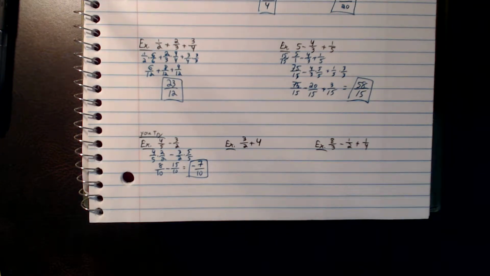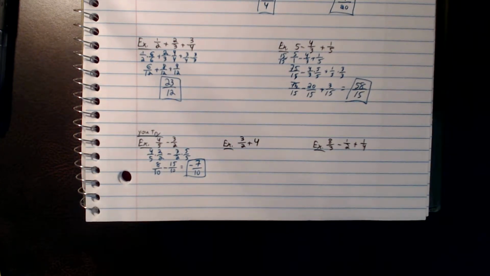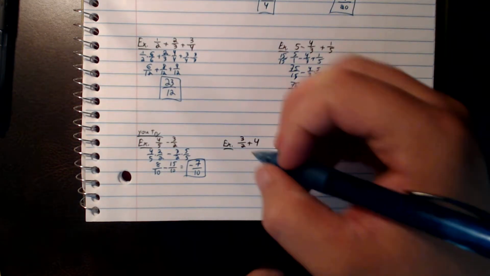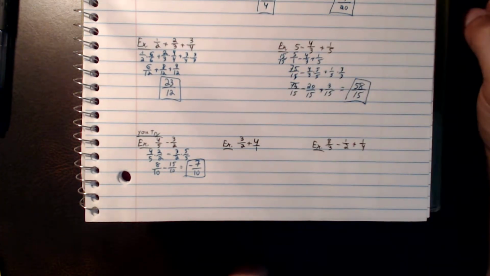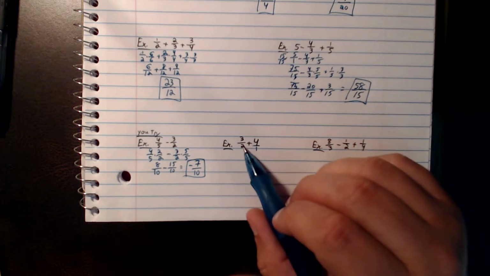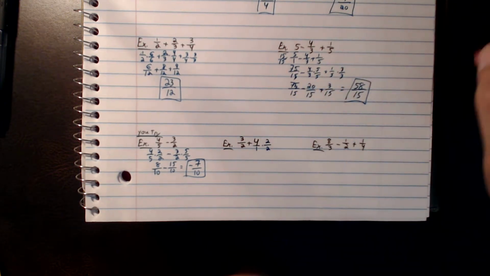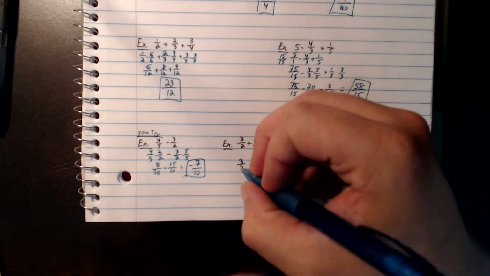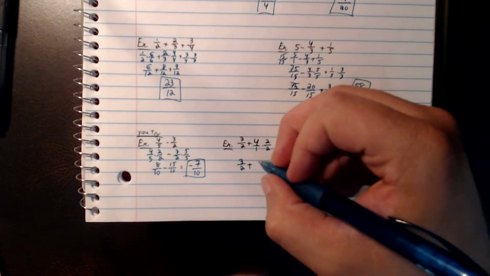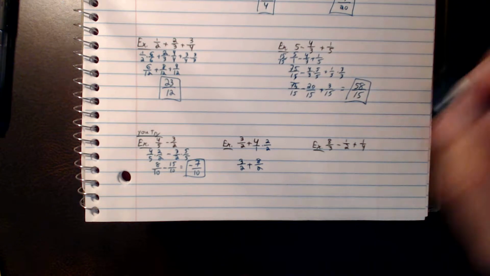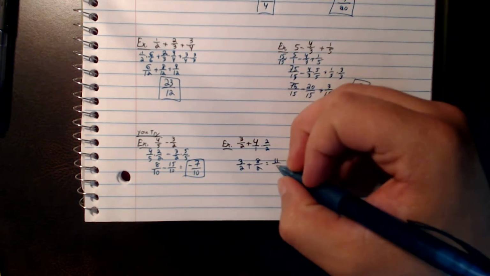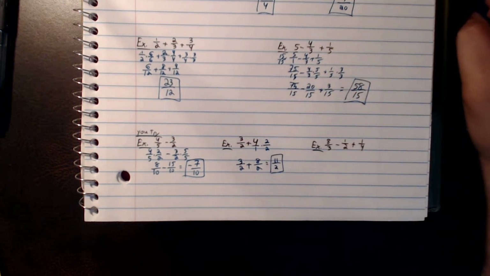How'd you do with that one? Get the right answer? If not, go through, check, see what you did wrong. Second problem. Right away, I'm going to put a little 1 underneath that 4. In order for the 1 and the 2 to match, I'm going to have to multiply by 2 over 2. So I have 3 over 2. This is going to give me 8 over 2. And when we add, we get 11 over 2.